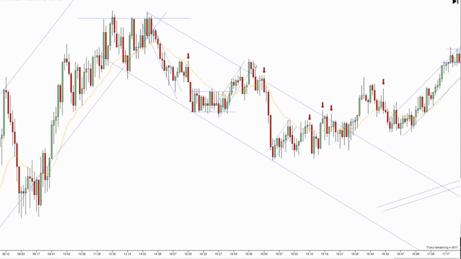Look at this. First entry, second entry long here that failed. And the same pattern is right here. Notice this new high. First entry, pullback, second entry long that failed. Once again, nice reversal bar right here, a nice bearish bar right here.